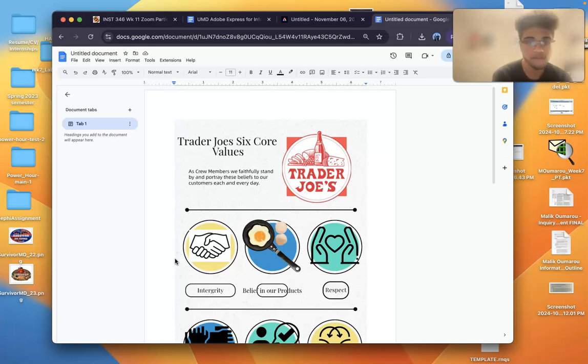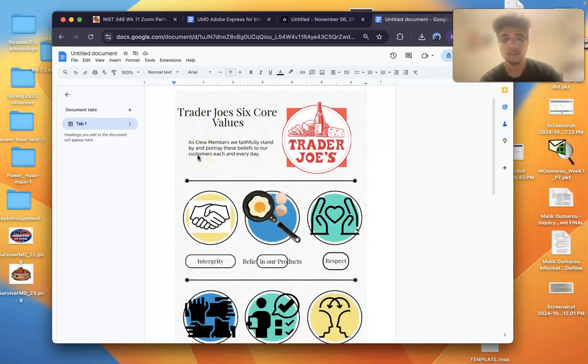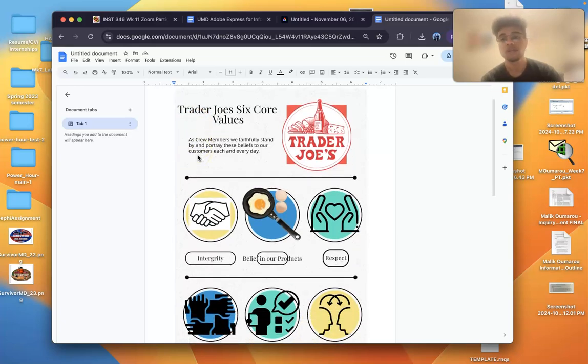So the first infographic that I created was the Trader Joe's six core values. These are our six core values in the store when you get trained. It's in the handbook. We don't have any infographics or anything like that for it, so I decided to just go ahead for the first one and create an infographic for it.